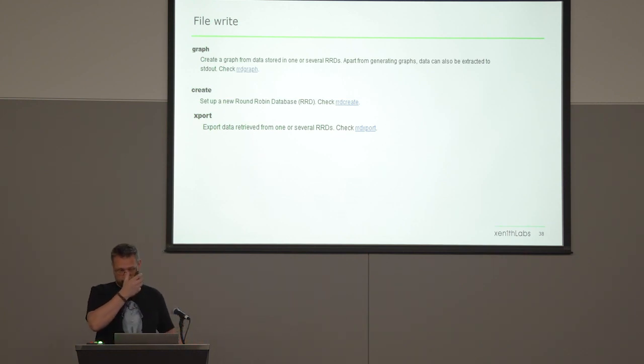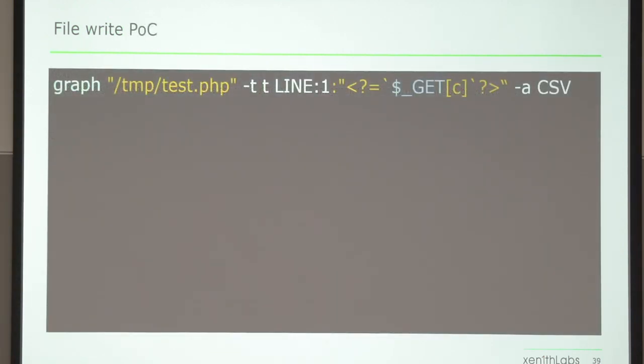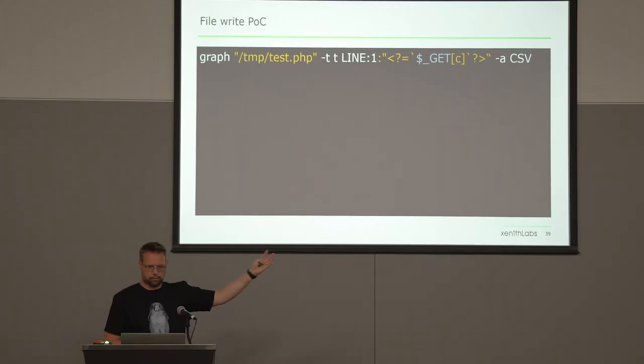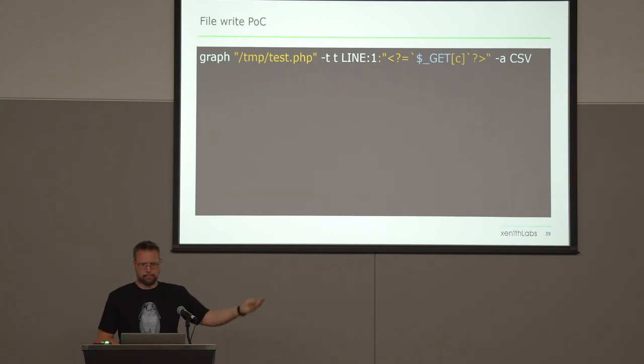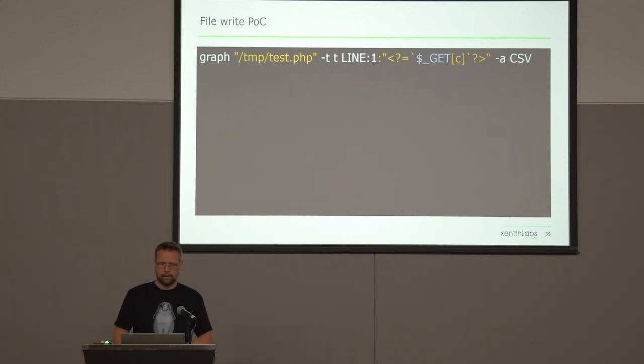But graph is the one that we care about because that will let us control both the file but also the content. And we can generate a polyglot file that is also a PHP shell, like so. So you would inject a new line, graph /tmp/test, which is the file it's writing to, give it a title of T, it doesn't matter, then give it a line definition, put some PHP in that line definition, and export it as a CSV file. And then a new line at the end. And that will let you write a PHP file on the drive.